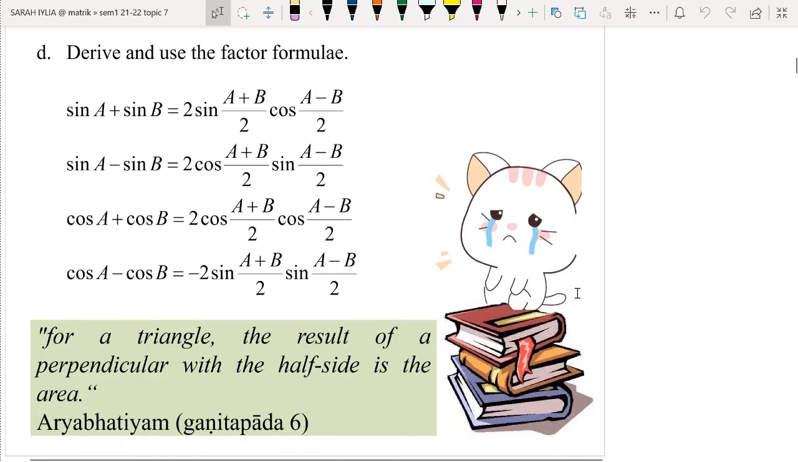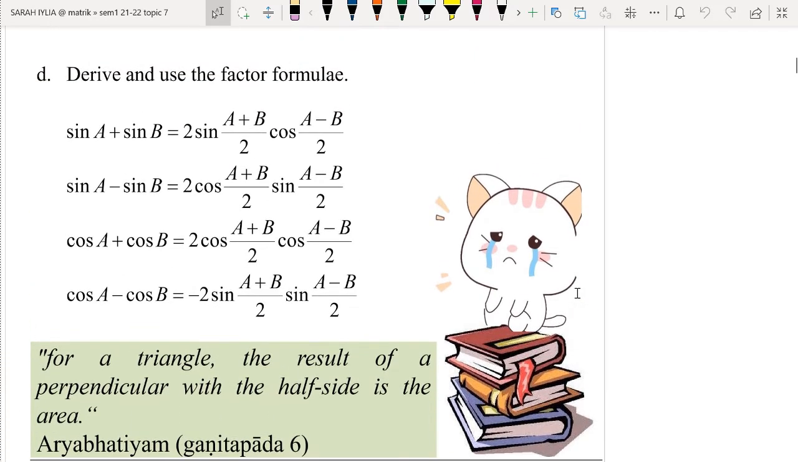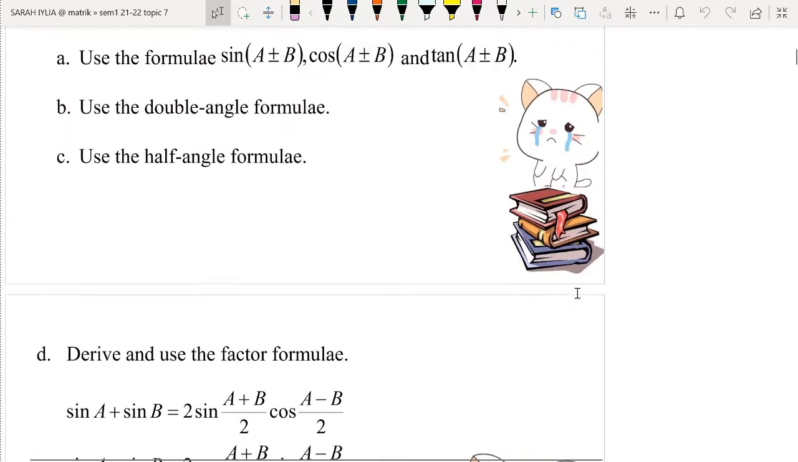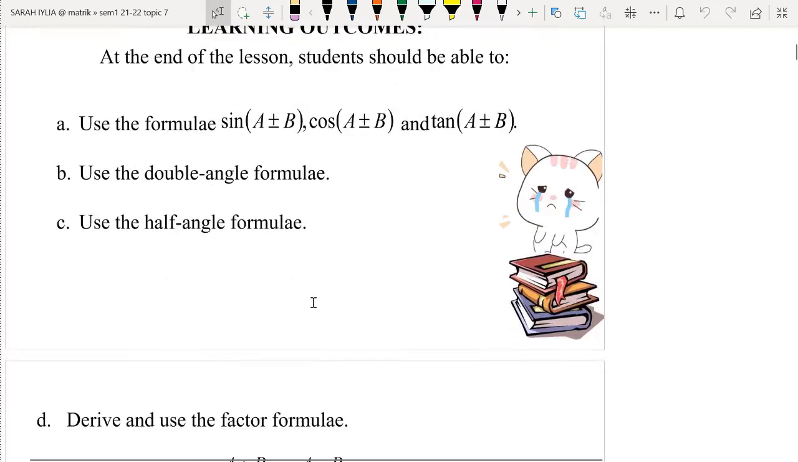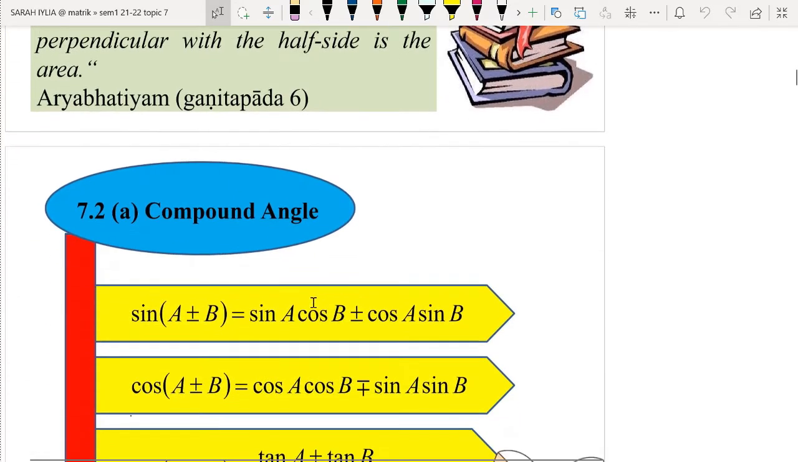Sebab tu dah saya letak gambar kucing menangis kat sini, sebab subtopik ni honestly quite boring sebab it's only involving formula. Awak tengok soalan, analyze it, then you have to determine which type of formula you have to use. Ada 4 tadi, saya ulang: compound, double angle formula, half angle formula, and last one factor formula.